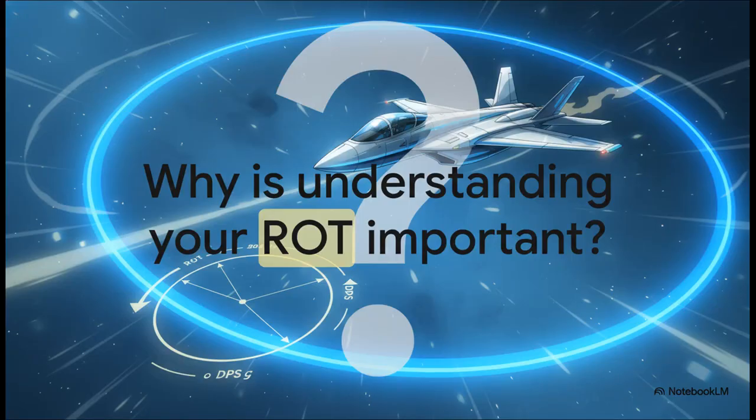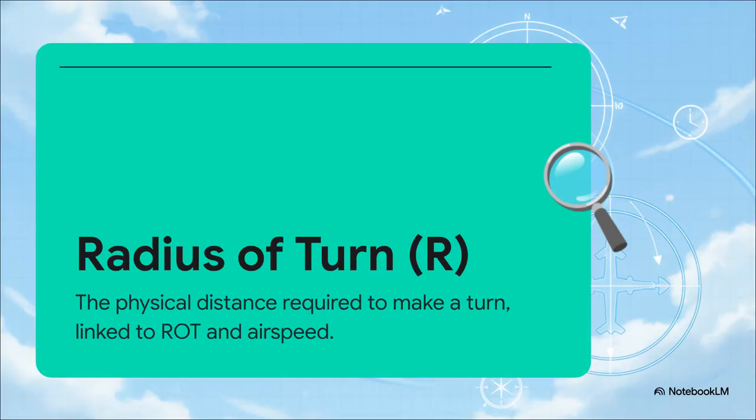Now, you might be asking yourself, why do I even care about degrees per second? Well, once you understand your ROT, you can determine the actual physical distance required to complete that maneuver. Think of the radius of turn, or simply R, as the actual size of the circle you are carving through the air. We aren't talking about compass degrees anymore. This is all about feet and nautical miles.